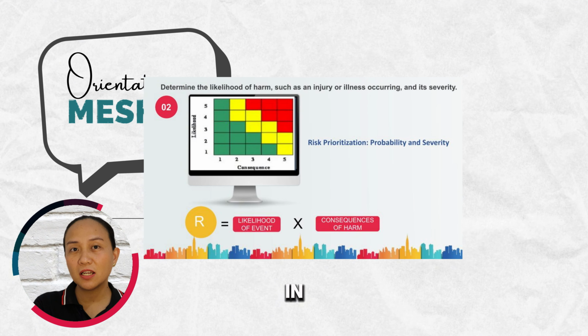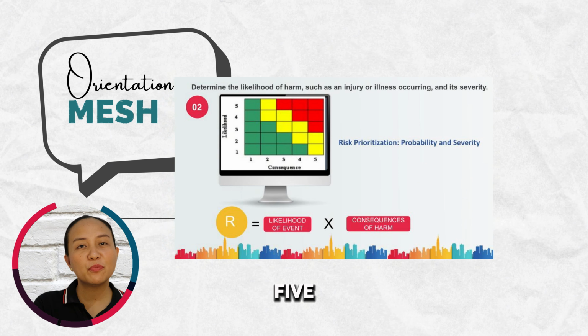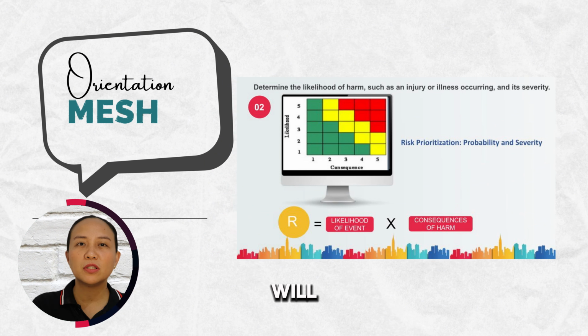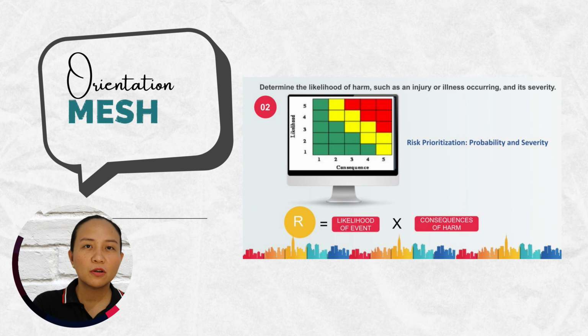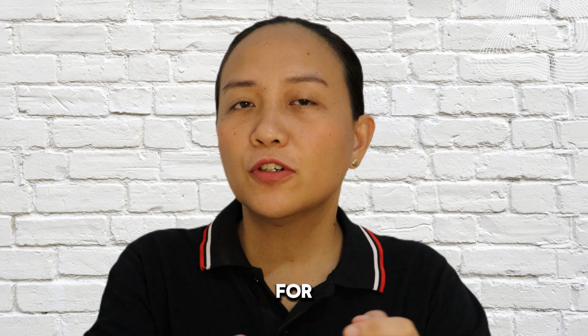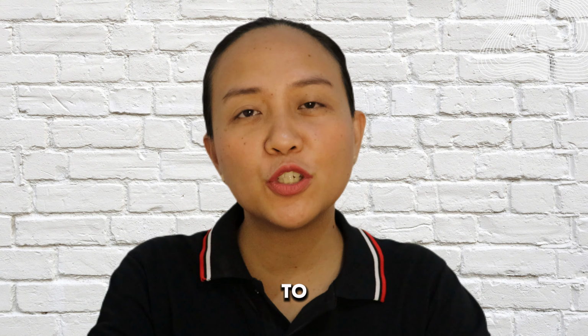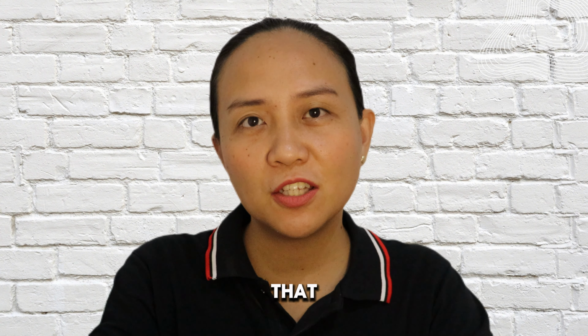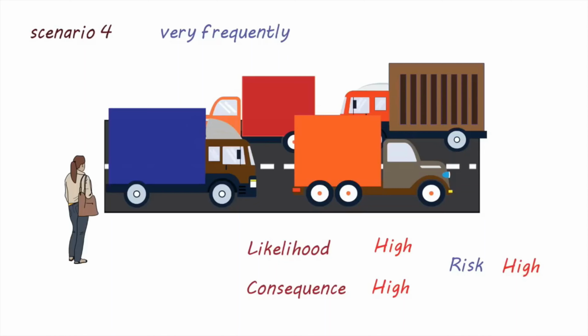So, what you see in our slide is a 5x5 matrix. Now, there are other institutions that will use 4x4 or 3x3. Again, it will depend on the establishment. For us to understand how to use a risk matrix, please watch the video. This is in connection with the first video that you have watched earlier.